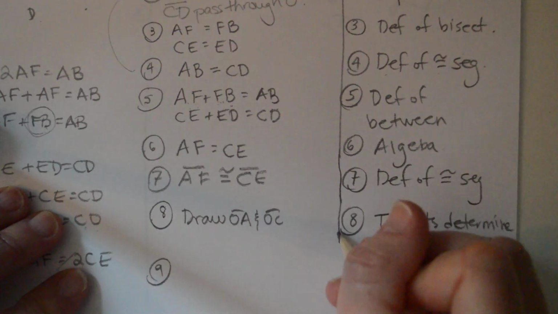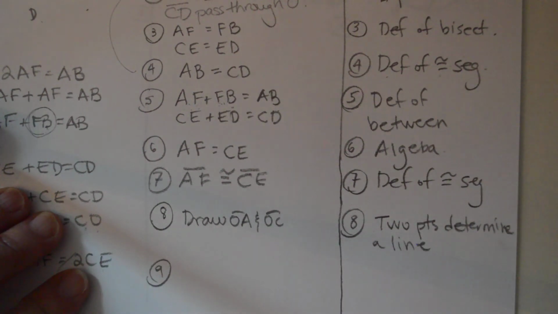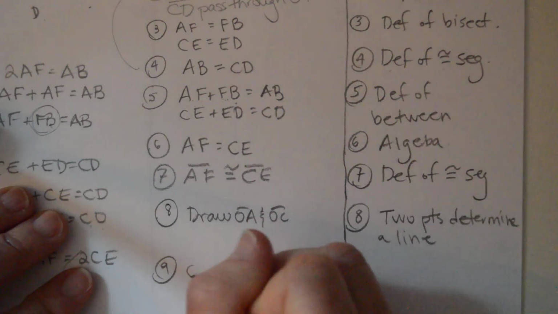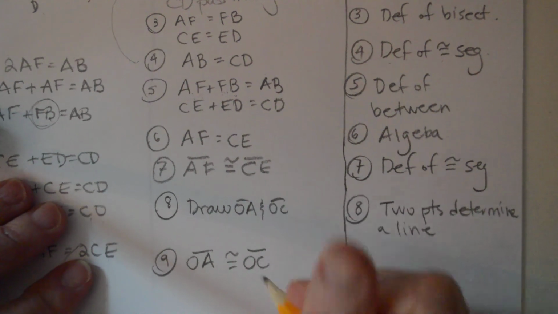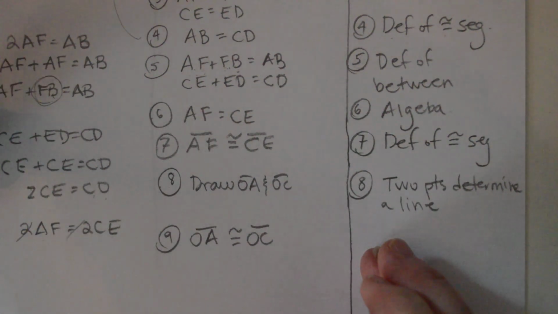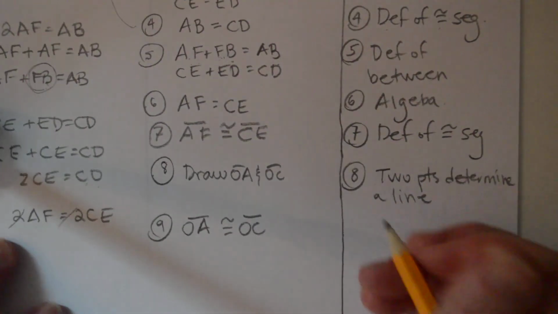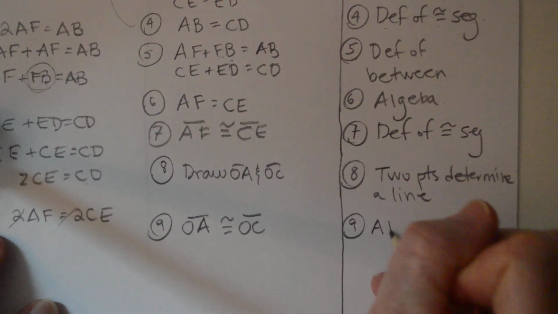Number 9 says that OA is congruent to OC. Again, some of these should start to seem really familiar because we've used them quite a few times in our proofs on circles. And this is all radii are congruent.